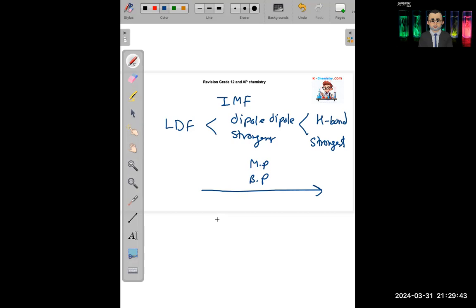For example, water, which has hydrogen bonds, has a boiling point of 100, and butane, which is a nonpolar molecule, has a boiling point of 34, which is less than water. But C8H18, which is octane, has a boiling point of 125. So although it is nonpolar and does not have hydrogen bonds, its boiling point is much higher than that of water, which has hydrogen bonding. This is because the number of electrons is much higher.